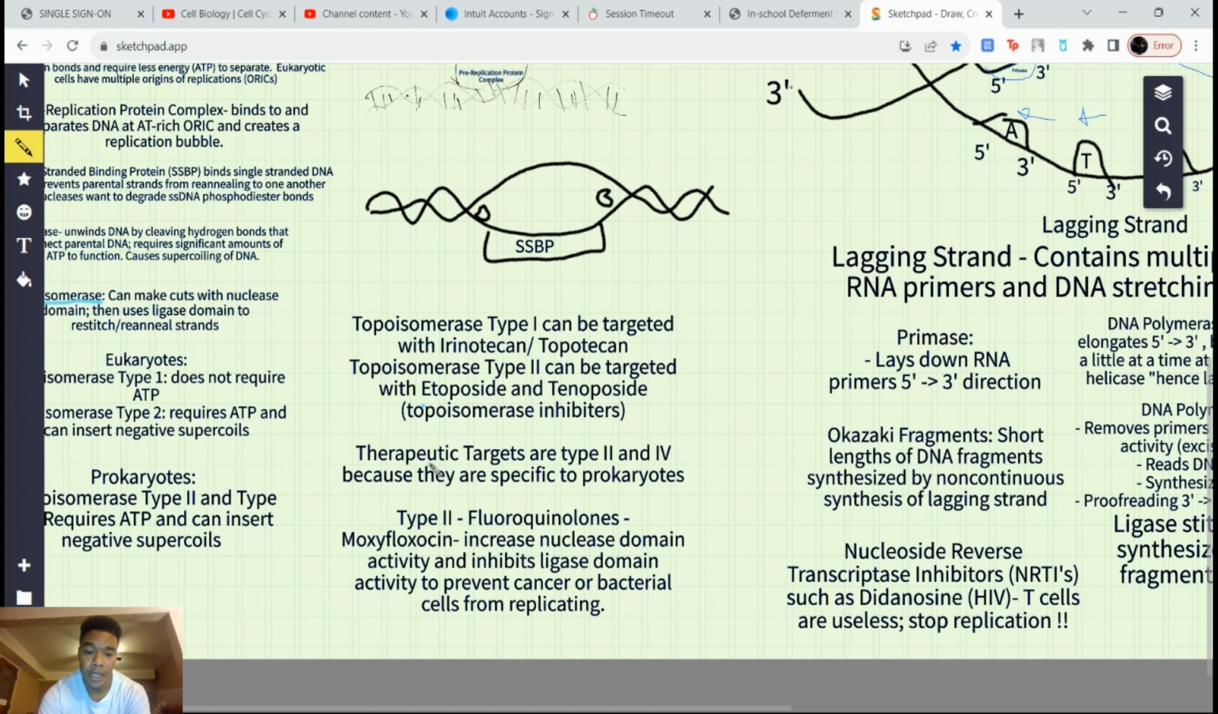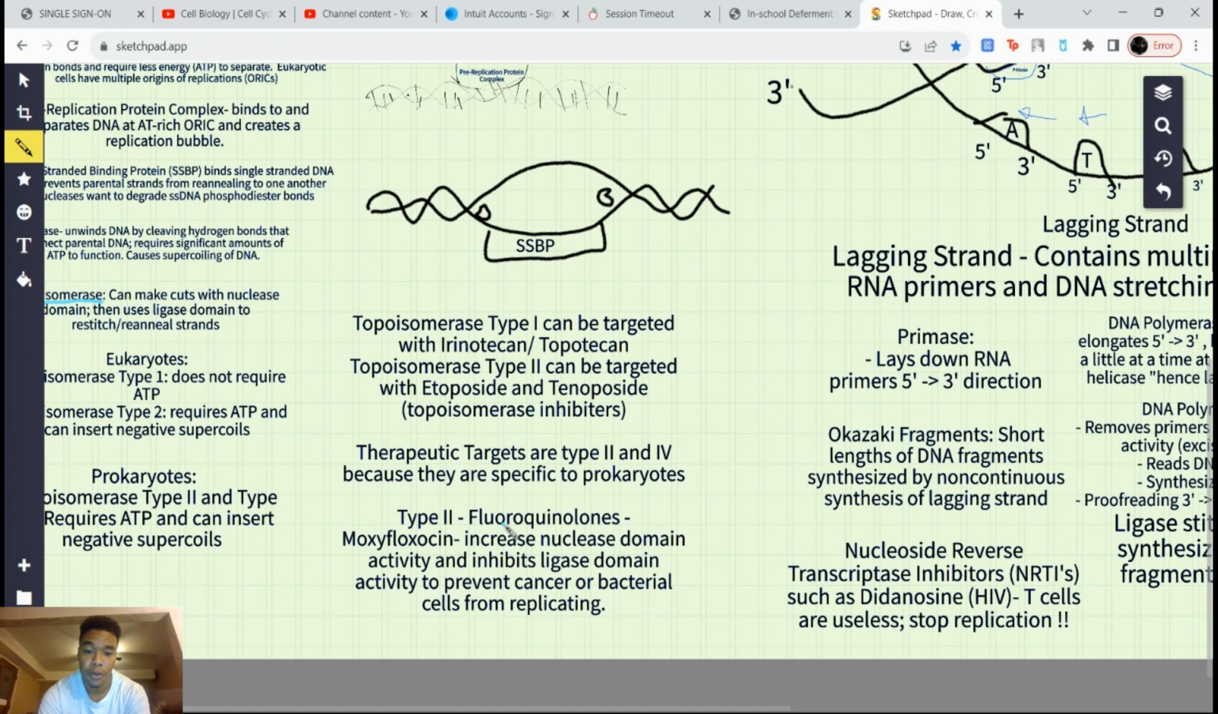And then you have type 2 inhibitors, fluoroquinolones, such as moxifloxacin, and this increases the nuclease domain activity, so it just cuts up more and it inhibits the reannealing or ligase domain, and this prevents bacterial cells from replicating, because bacteria use that.